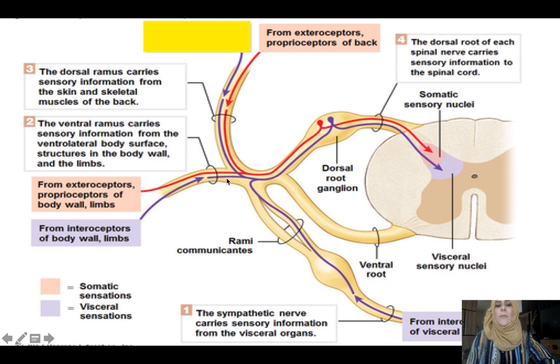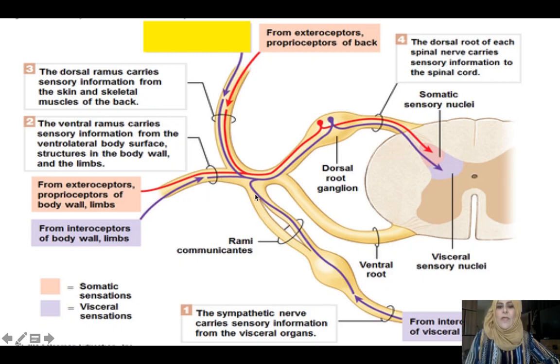The ventral rami, or we call it anterior rami, anterior primary rami, are very important for the formation of the plexuses in our bodies. All these nerve plexuses, whether brachial or cervical or sacral or lumbar plexus, all of them are formed by the anterior primary rami. Okay? Till now we are okay.